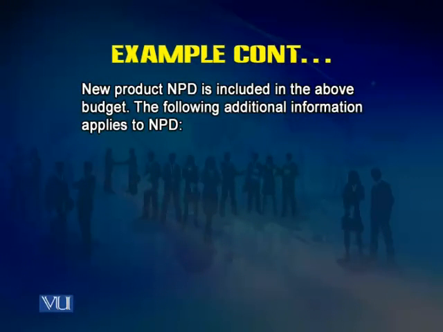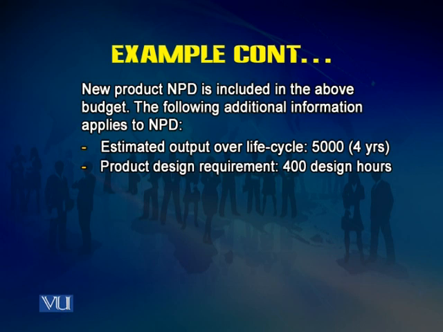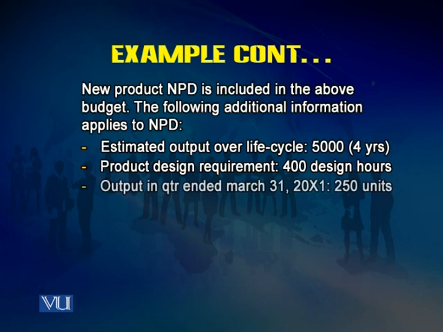The new product, which is called NPD, is included in the above budget. The following additional information applies to NPD. Estimated output over life cycle, 5,000 over 4 years. So the output of NPD is going to be 5,000 units, and we expect that to occur over 4 years. Product design requirement, it requires 400 design hours. Output in quarter ended March 31 is 250 units.